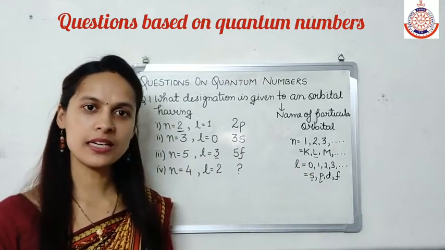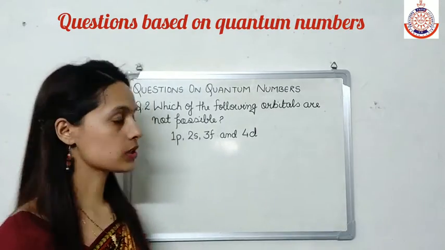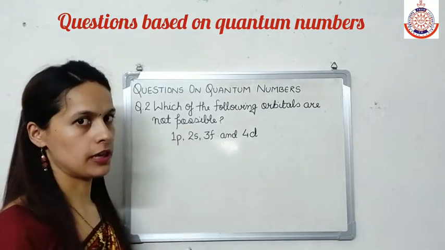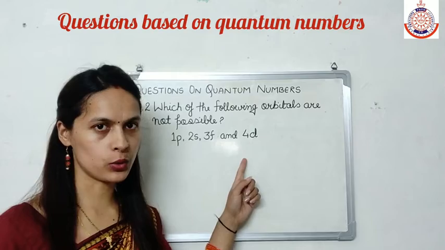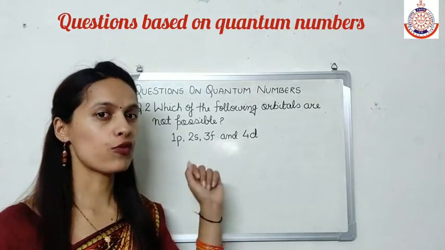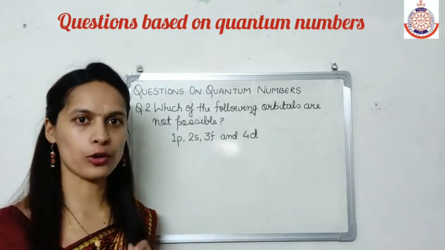Now we'll do the next question. This is our second question. Which of the following orbitals are not possible? In this question, the names of the orbitals are already given to us, but we have to tell which of these four orbitals are possible and which are not possible.